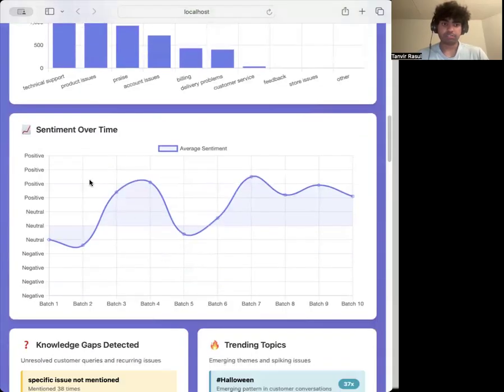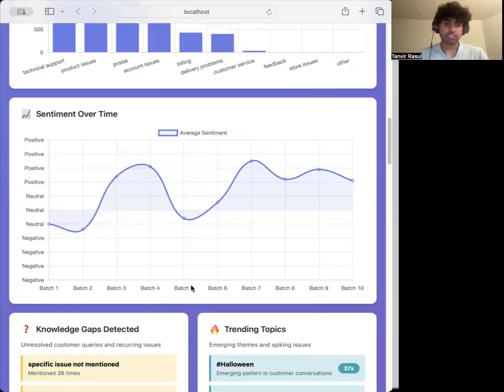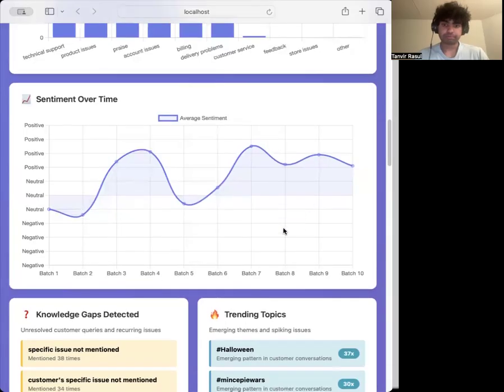And this sentiment over time timeline chart shows trends over time, helping us spot patterns in customer satisfaction. We see it started off on the bottom side, neutral, and then as time went on, it became gradually more positive overall.